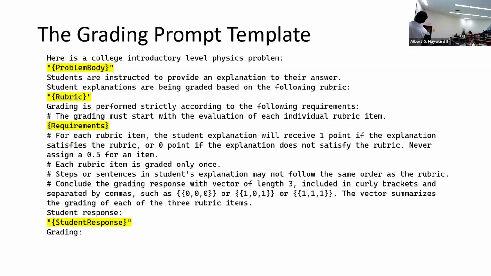So here's a college introductory level physics problem. The problem body is whatever problem I wanted to grade, and I put it in. Students are instructed to provide an explanation to the answers. Student explanations are being graded based on the following rubric. Here's the rubric. Grading is performed strictly according to the following requirements. Grading must start with evaluation of each individual rubric item. And we can change the different types of requirements. As I will show you, sometimes changing how you require it to grade can have a big impact on the performance. And finally, after all of those requirements, you need to provide the answer as 0, 0, 0, 1, 0, 1, or 1, 1, 1.